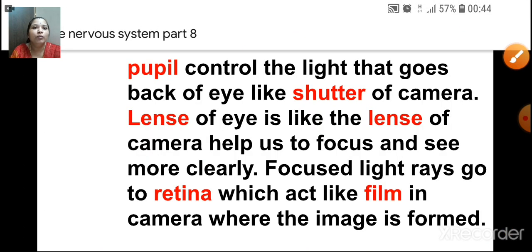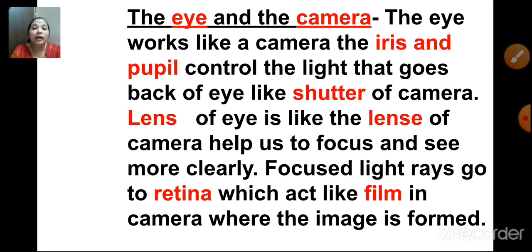Now, we will discuss more about the similarity between the eye and the camera. As we know that both capture images, right? The eye works like a camera. The iris and the pupil control the light that goes to the back of the eye, like the shutter of a camera. As we have the shutter of the camera which opens and closes depending on how much light and when we want light to be there in the camera. In the same way, the eyes have iris and pupil.